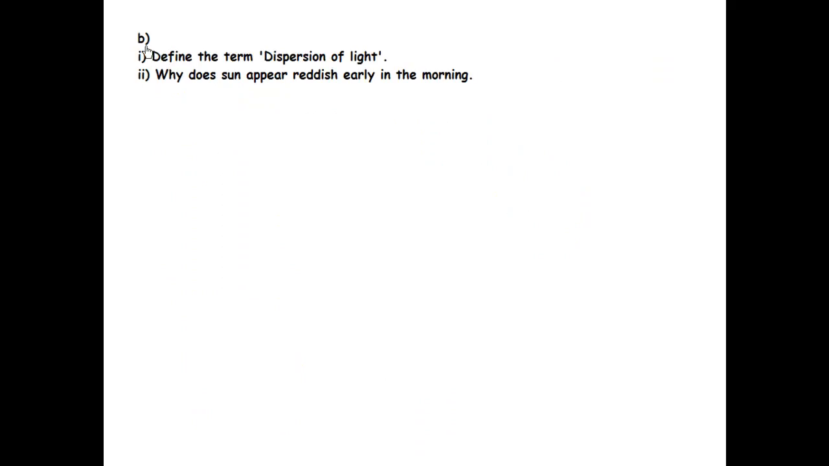Now question 8b, define the term dispersion of light. And part 2 of that question, why does sun appear reddish early in the morning? So now, first of all, what is dispersion of light? I'm sure everybody knows that dispersion of light is splitting up of white light into its 7 components when passed through a prism.